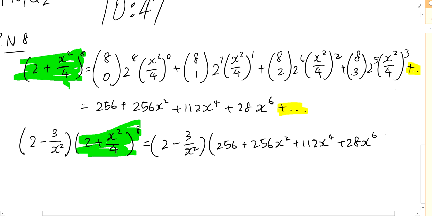Can I close the bracket? No. What do I need to do? A plus dot dot dot. Okay, close. Are they the same now?